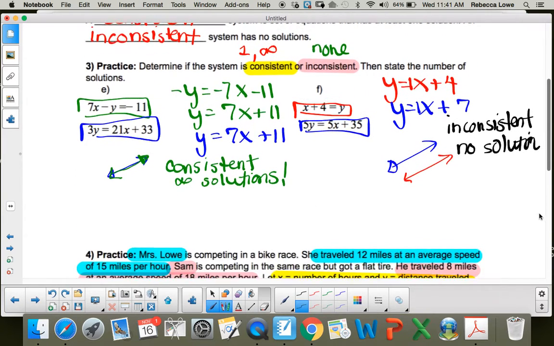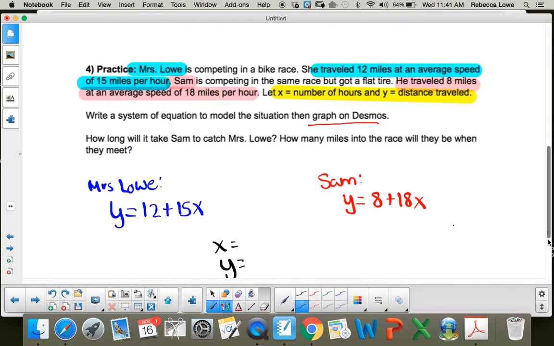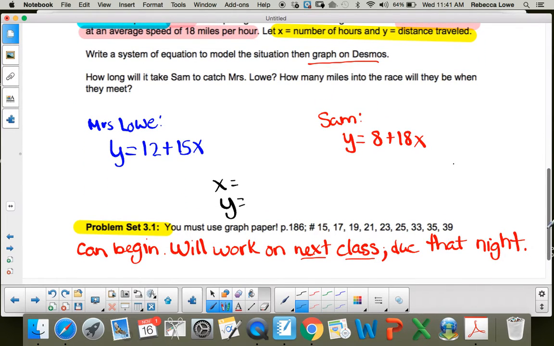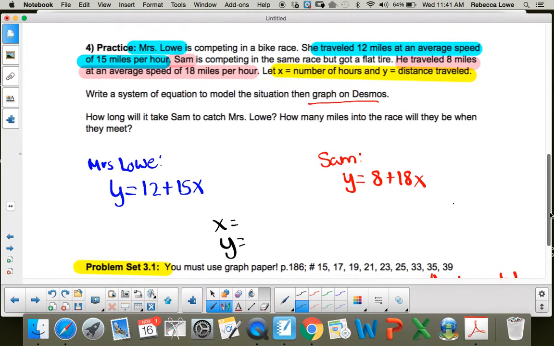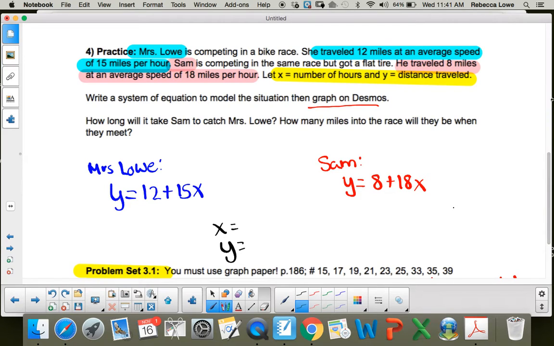All right, we have a little word problem here. This is biking related. It says Mrs. Lowe is competing in a bike race. She traveled 12 miles at an average speed of 15 miles per hour. So I've already gone 12 miles and I'm continuing at an average speed of 15 miles per hour. Sam is competing in the same race. He gets a flat tire. He had traveled 8 miles already, and then he is moving at an average speed of 18 miles per hour.